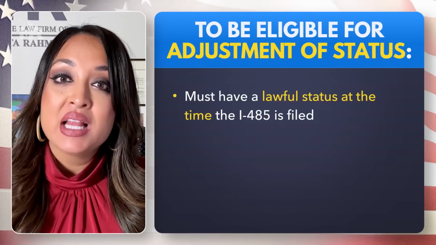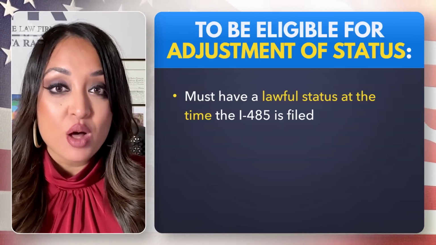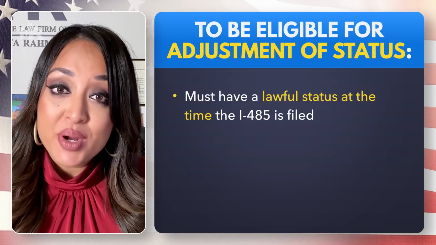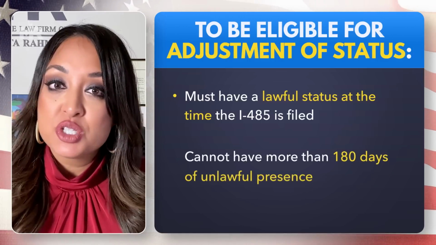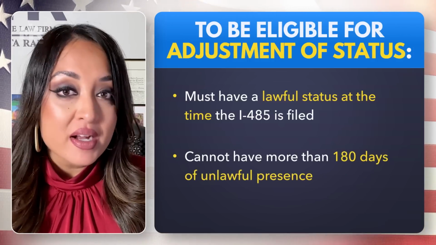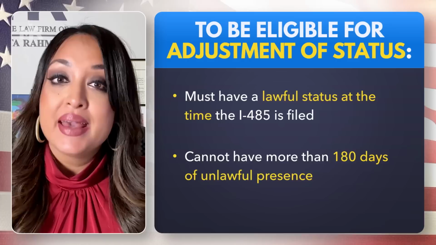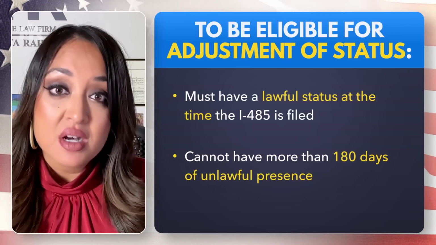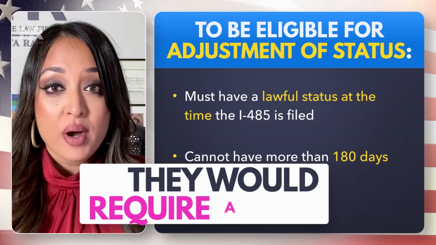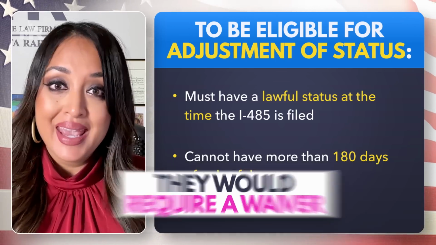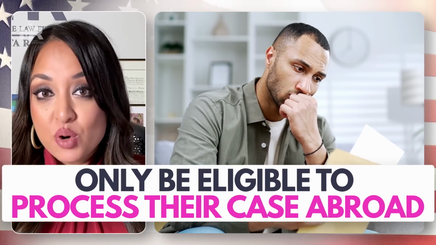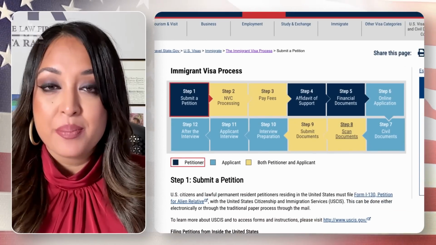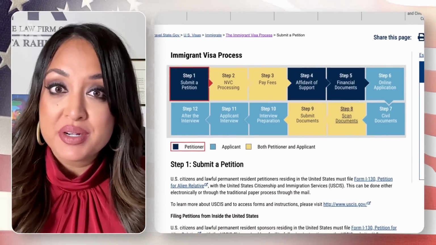During the time that it takes for their priority date to become current, your relative must, number one, maintain a lawful status and have a lawful status at the time that the I-485 is ready to be filed. And number two, they cannot have more than 180 days of unlawful presence. If they have more than 180 days of unlawful presence, then they would require a waiver for this case. And if they are no longer in lawful status at the time of the I-485 filing, then that means that they would only be eligible to process their case abroad at the consulate, basically following the pathway and the steps mentioned earlier in this video.